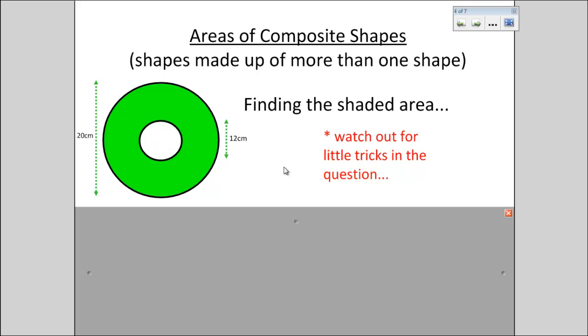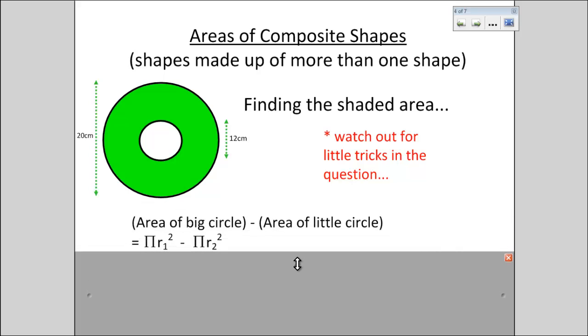Now in general maths, you always need to be looking for little tricks in the question, because these are the things that really tell the markers who actually understands what they're doing. So with this question, probably the trick that you should be careful of is that these measurements that are given are actually the diameter of the circle. And when we're talking about area of a circle, we're interested in the radius.